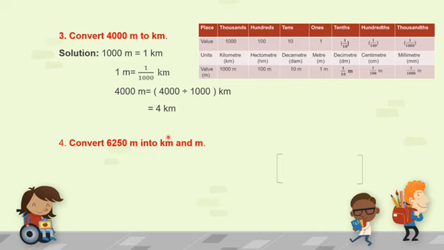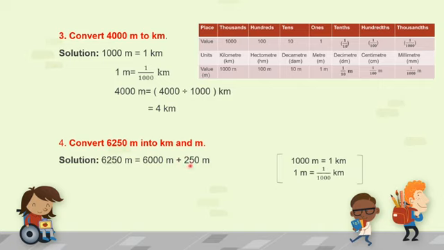I have to carry out division. Then I have to find out the relationship also. So what is the relationship? Yes, the relationship is 1000 meter equals 1 kilometer. So 1 meter equals 1 by 1000 kilometer. This is the relationship of the units. Now we will break this into 2 addends. 6,250 is 6,000 meter plus 250 meter.